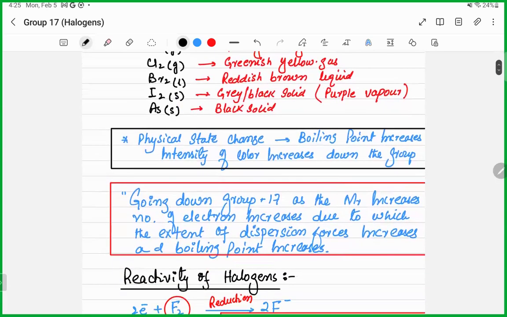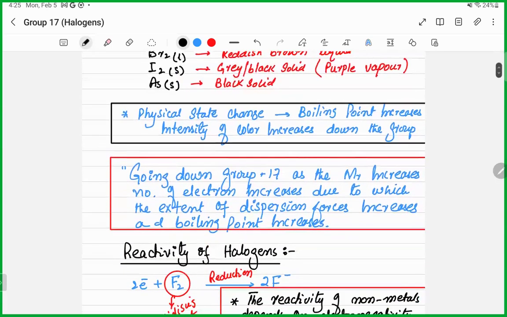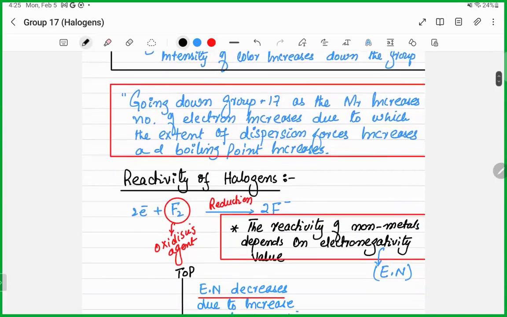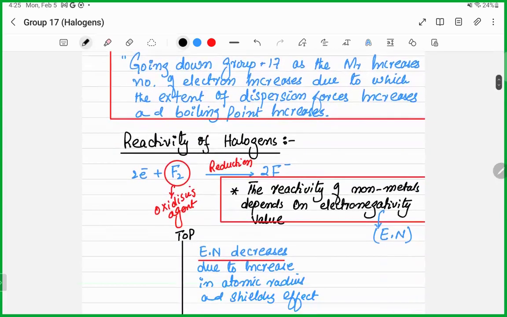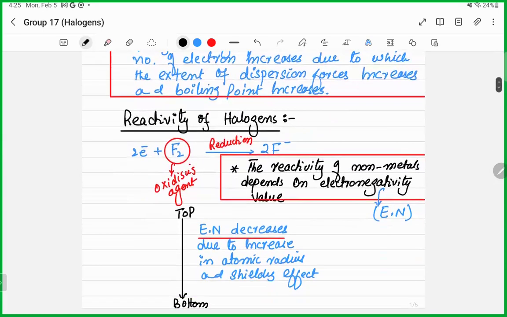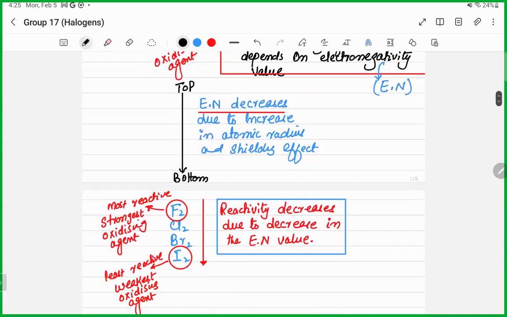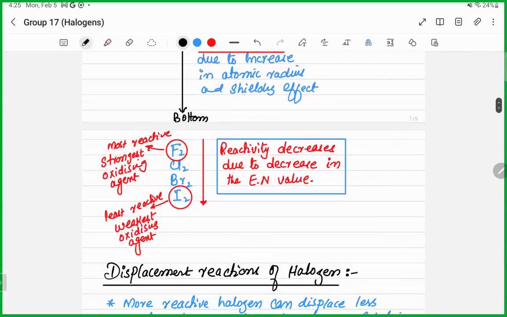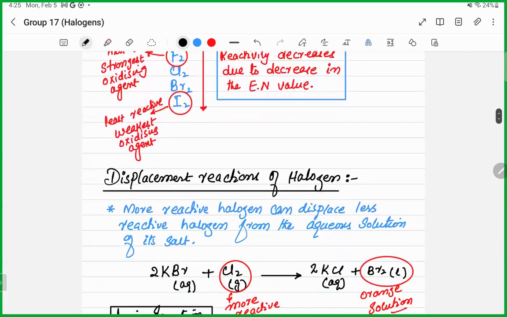Going down the group, their physical state changes from gas to liquid to solid. Intensity of color increases because the Mr increases, number of electrons increases, due to which the boiling point increases. Halogens become less reactive down the group due to increase in the atomic radius and decrease in the electronegativity value. Fluorine is the most reactive and the strongest oxidizing agent. Iodine is the least reactive and the weakest oxidizing agent.